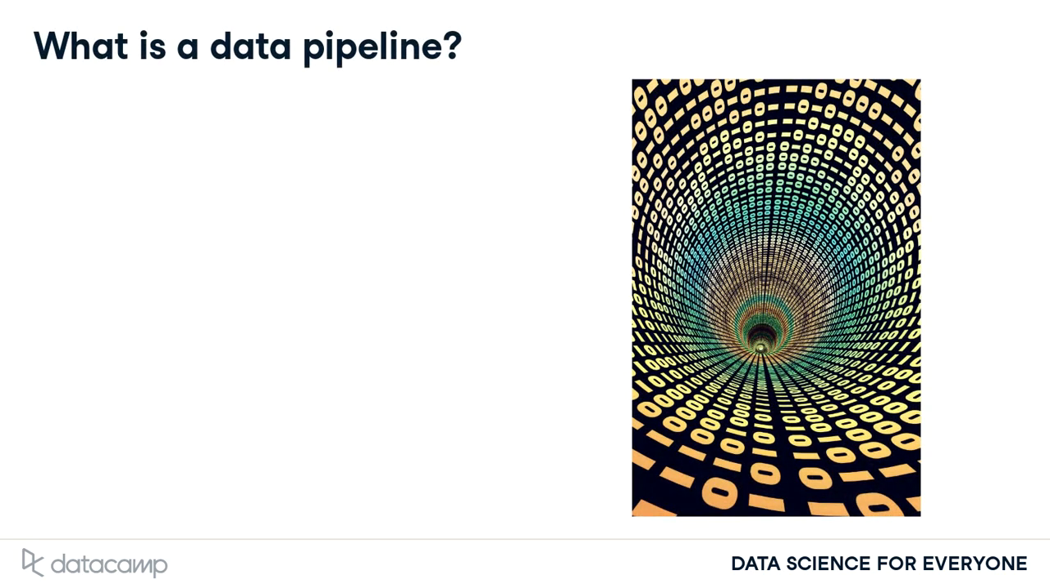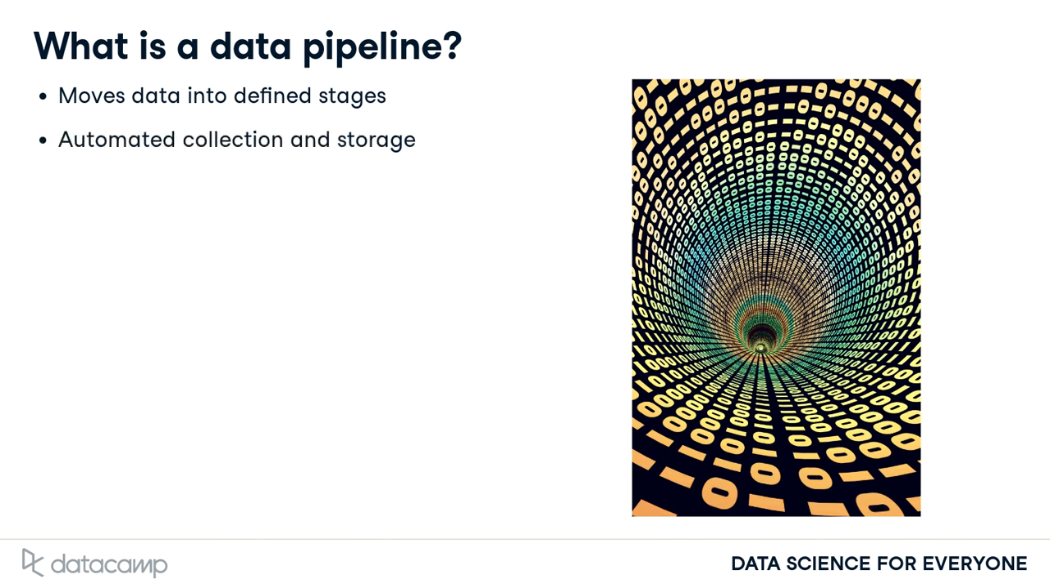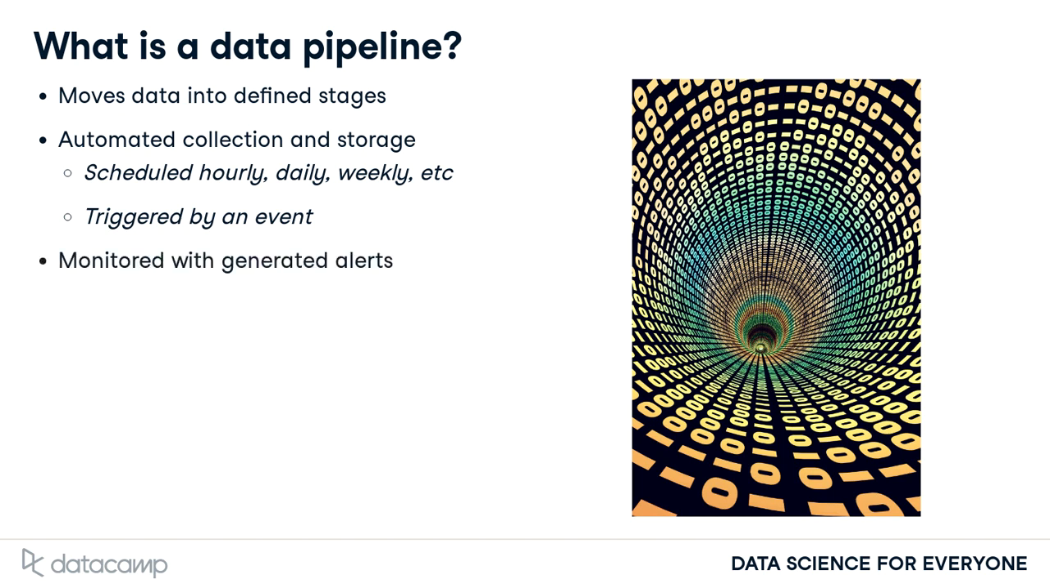Enter the data pipeline. A data pipeline moves data into defined stages. For example, from data ingestion through an API to loading data into a database. A key feature is that pipelines automate this movement. Data is constantly coming in, and it would be tedious to ask a data engineer to manually run programs to collect and store data. Instead, a data engineer schedules tasks, whether it's hourly, daily, or tasks can be triggered by an event.